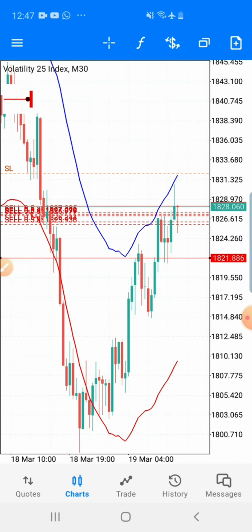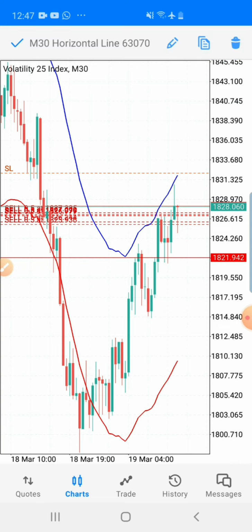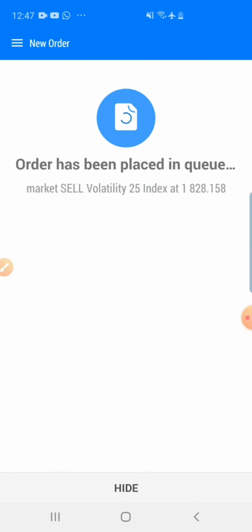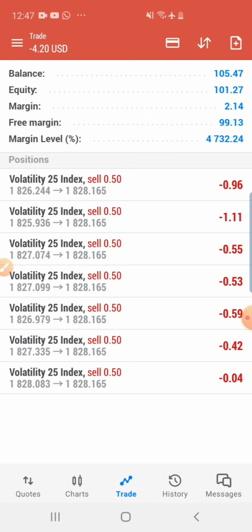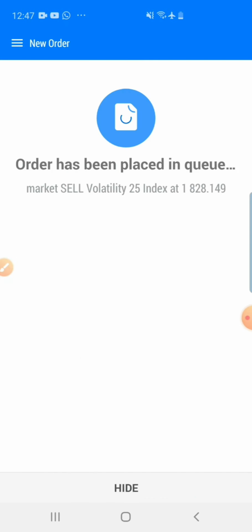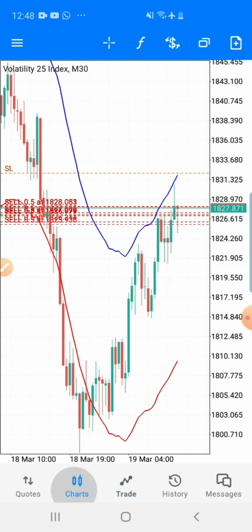So my first level should be here, so I'm going to be placing more trades, okay, until my stop loss is hit. So that's the game, that's part of the plan. I already know what I'm doing. Okay, so you can see I've placed more trades.